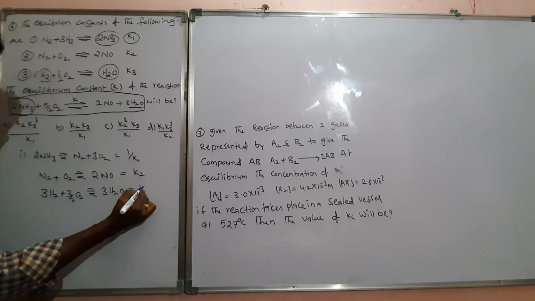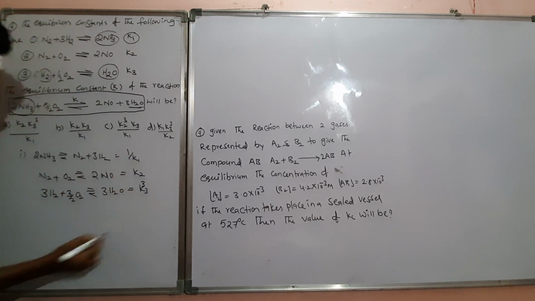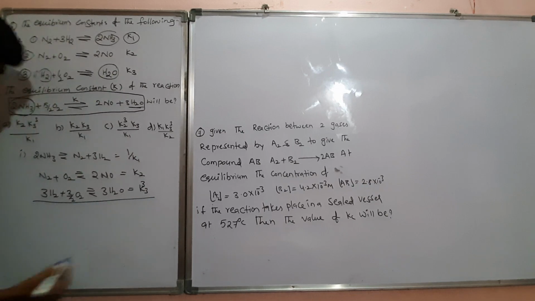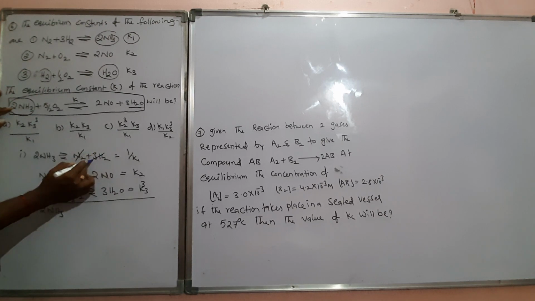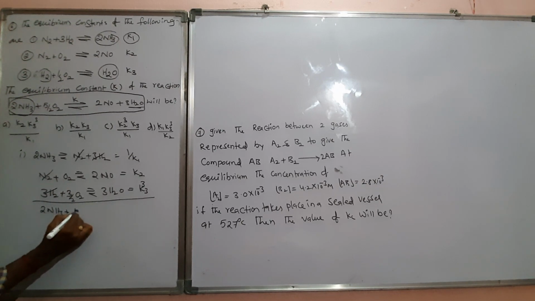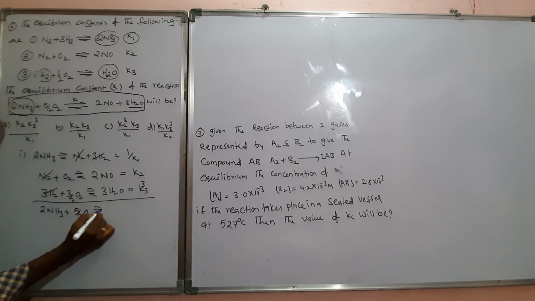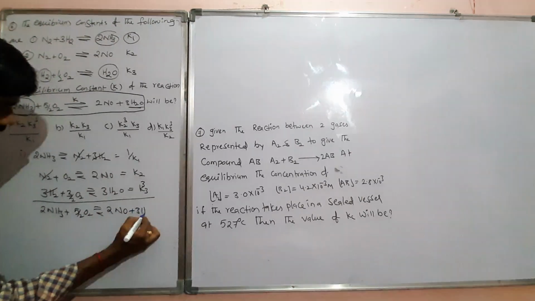3H2O. This is what? K3. So when I multiplied with 3, then it will come what? K3 to the power of 3. Then you add all of them. So nitrogen gets cancelled. Then 2NH3 plus, here 2NH3 is there, and 3H2, 3H2 get cancelled, right? Then 3 by 2 O2 plus O2 means that is 5 by 2 O2 will come, 5 by 2 O2 gives rise to 2NO plus 3H2O will come.